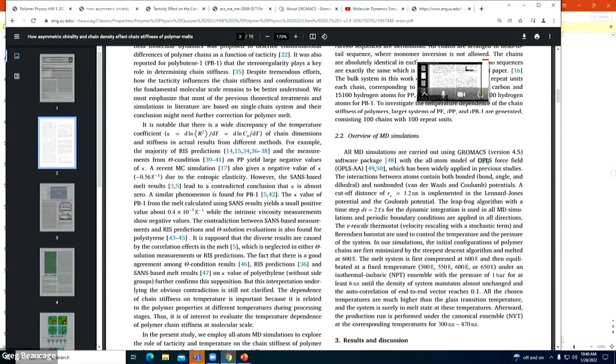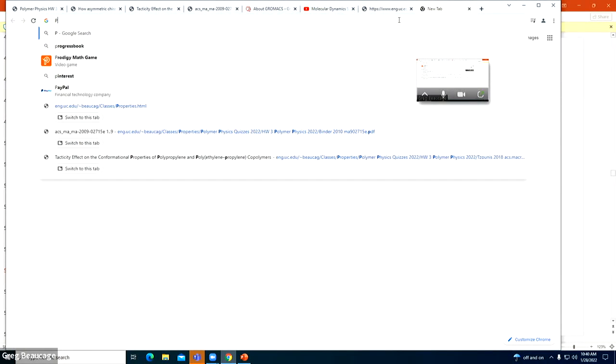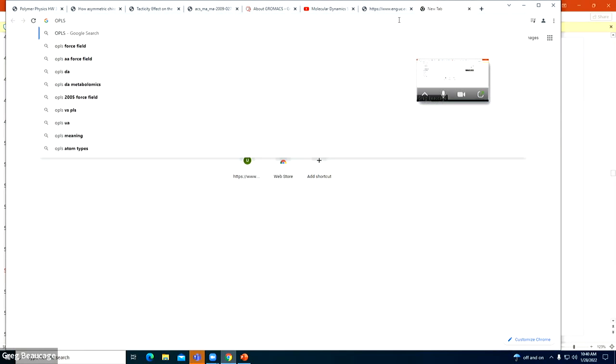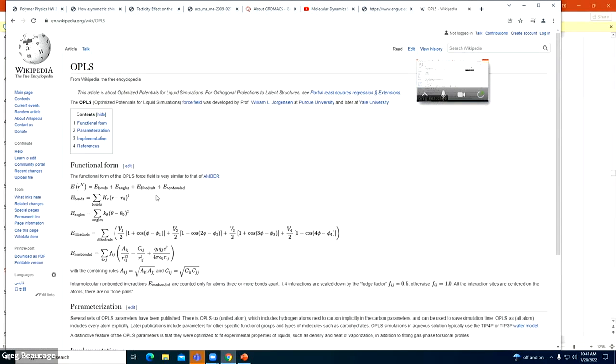And then he uses this OPLS force field, which is a combination. So you can just Google these things. Wikipedia is the best source in the world, I believe. So this is the OPLS force field. So it's the energy. So he's going to be calculating the energy of the system, right? And then the energy of the system. So here, let's just say this over in DocCam again.